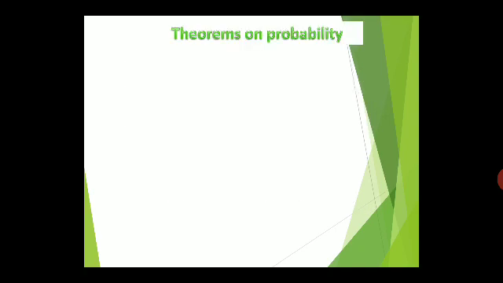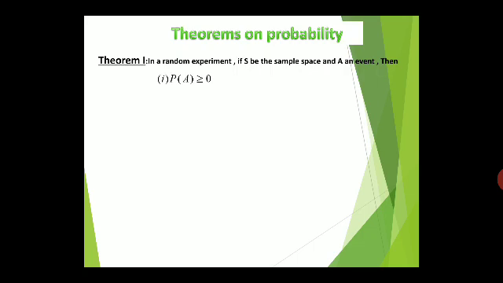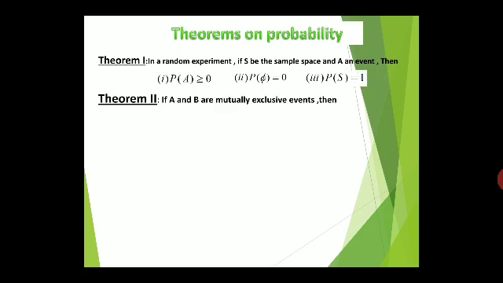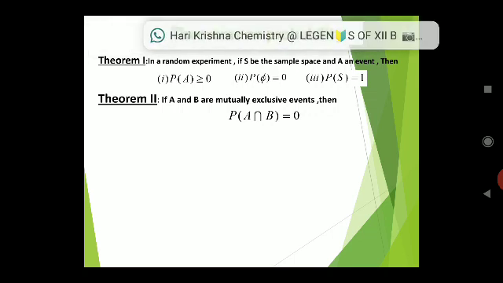Now we'll discuss some important theorems on probability. First one: in a random experiment, if S is the sample space and A an event, then probability of A is a non-negative quantity, probability of the null set is equal to 0 and probability of S is equal to 1. Then theorem number 2: if A and B are mutually exclusive events, then A intersection B equals phi.